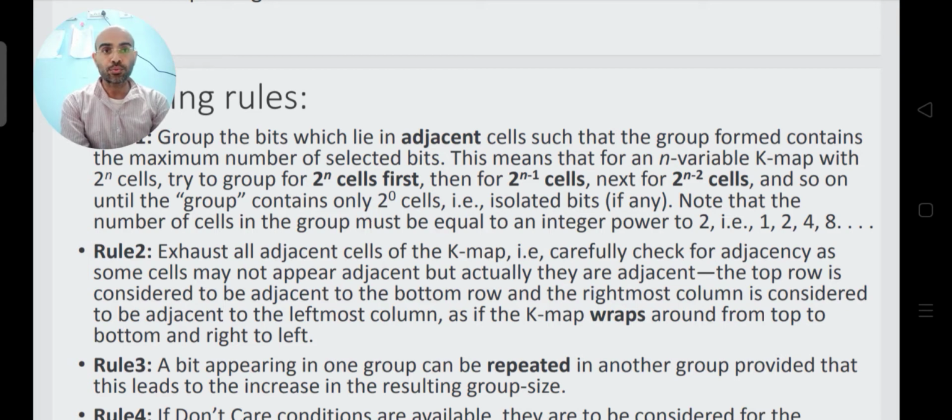Now when I am talking about adjacency, most of the time it will be very easy for you to see the adjacency.